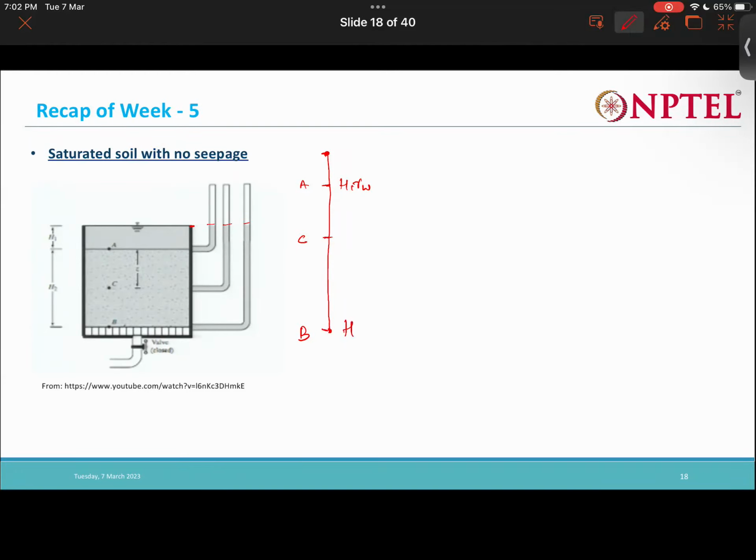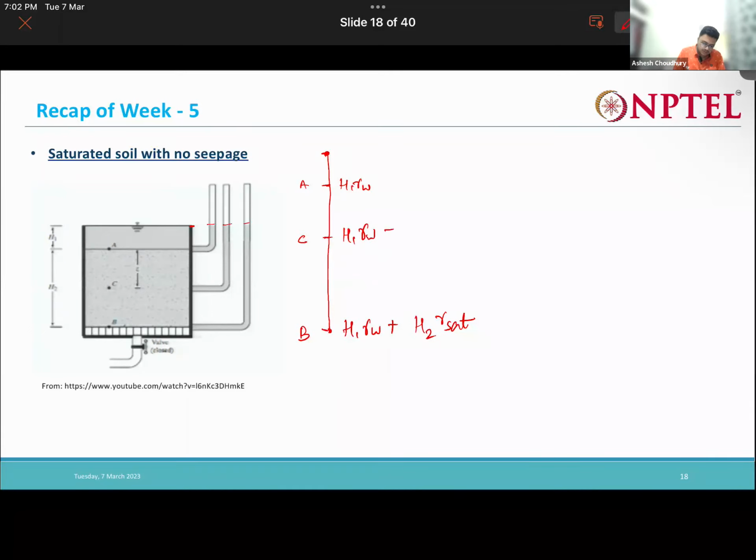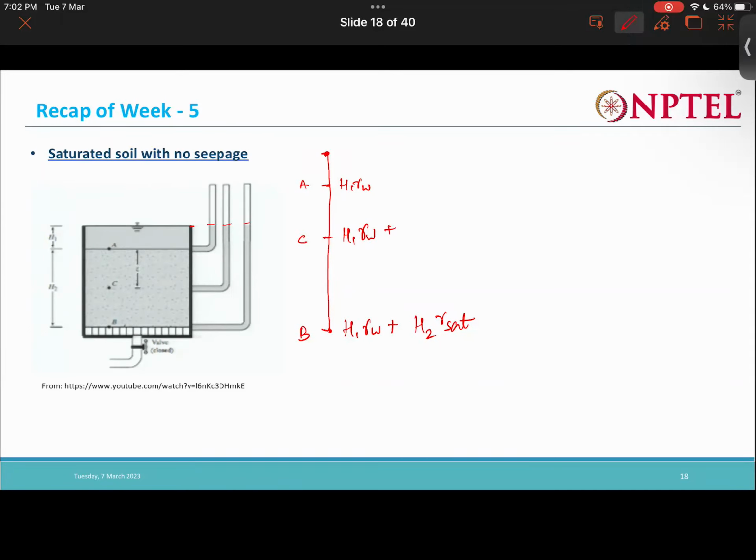H1 into gamma W plus H2 into gamma sat. Okay. And what will be the total stress at point C? H1 into gamma W plus Z into gamma sat. Okay, so this was my total stress.